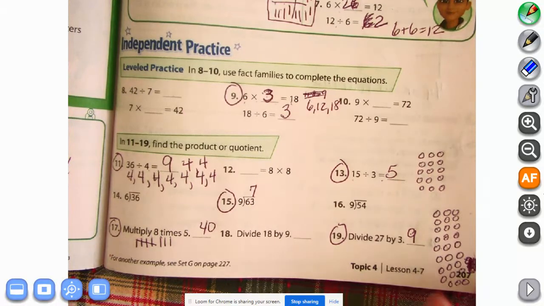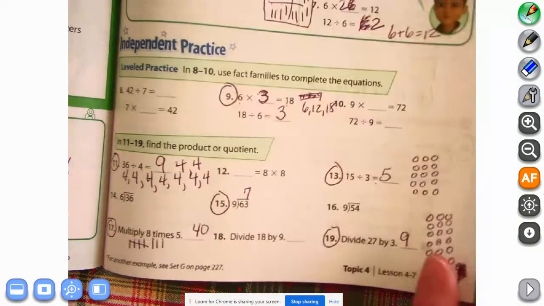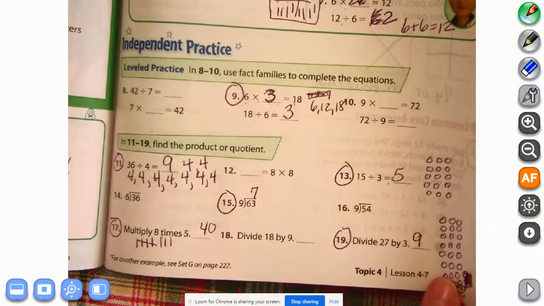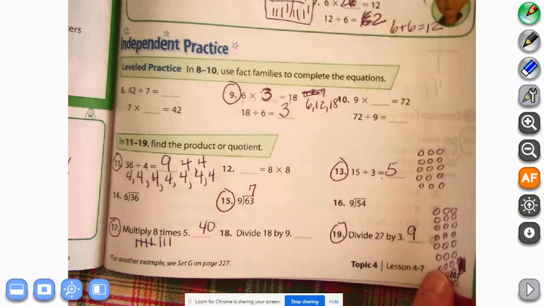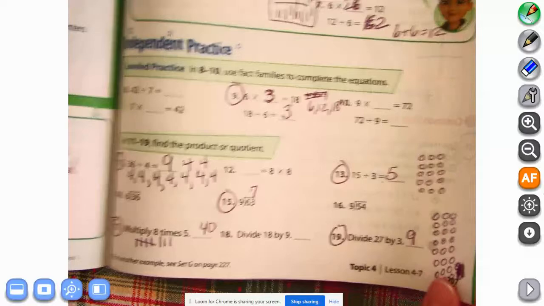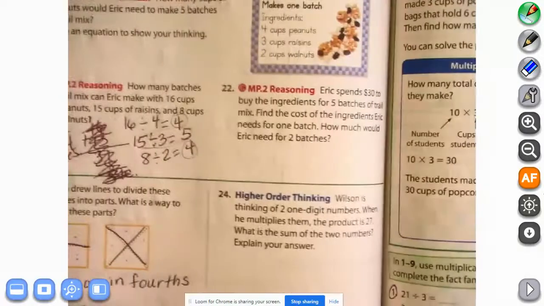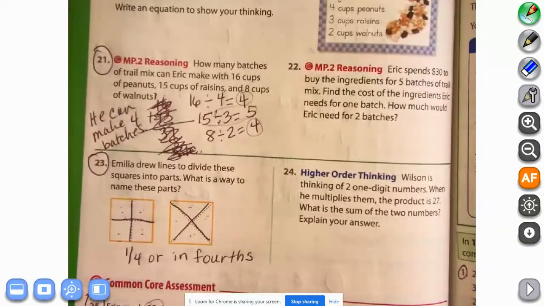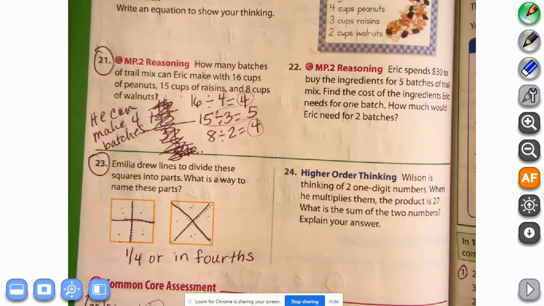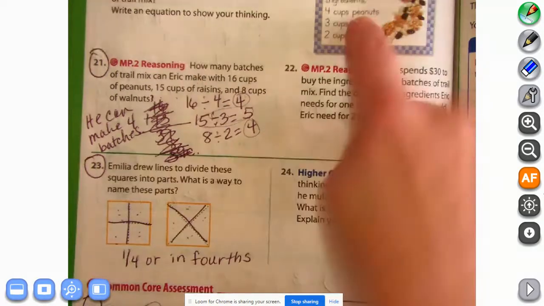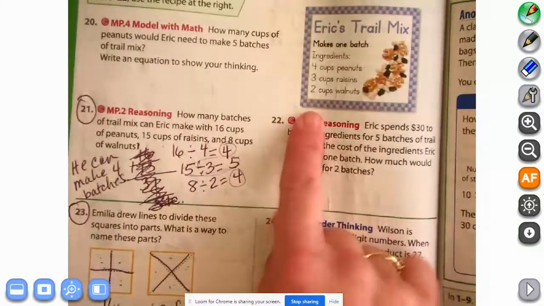Okay, go ahead and pause this if you need to get this written down. I'm going through it a little fast because we've done it, but we didn't do it on the backside. So on number 21, how many batches of trail mix can Eric make with 16 cups of peanuts, 15 cups of raisins, and 8 cups of walnuts? To solve that, we need to go to the recipe over here and break down each one.